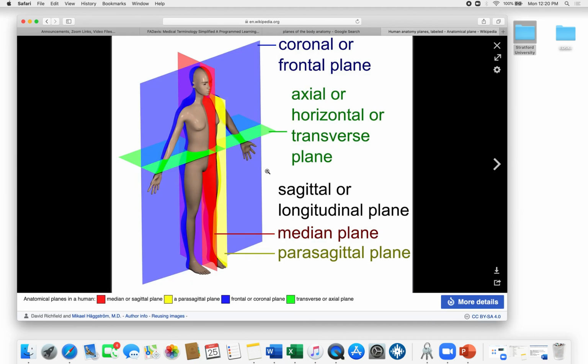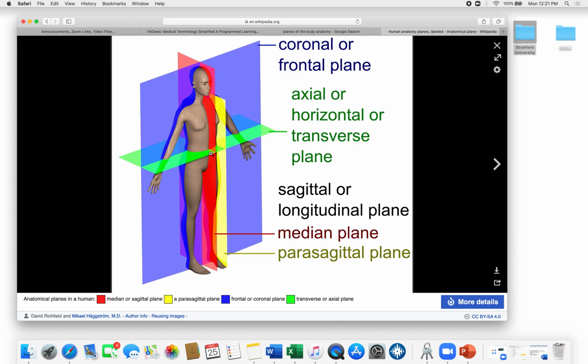Okay. So if you cut the body into a front and a back, or an anterior and posterior, that means you have this purple, you're cutting the person this way. Just imagine it's like one big, very sharp laser pane of glass. That's called your coronal or frontal plane.